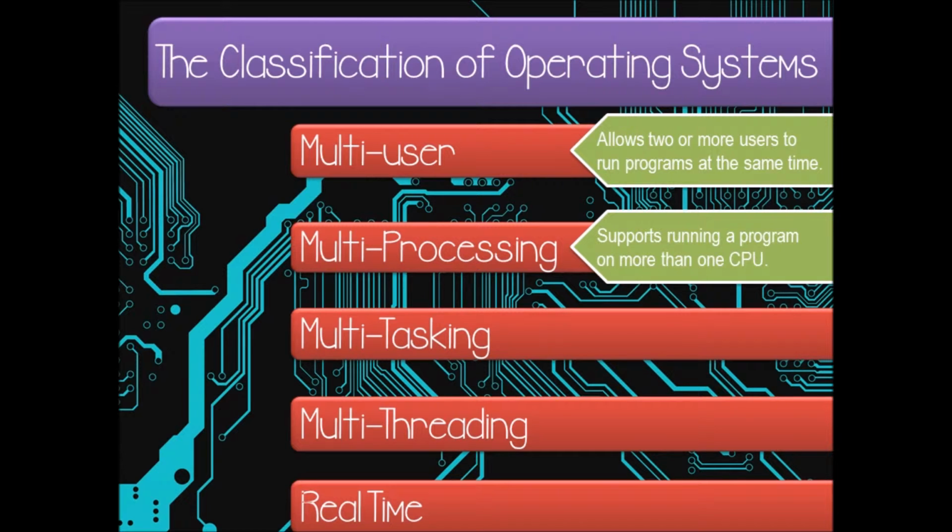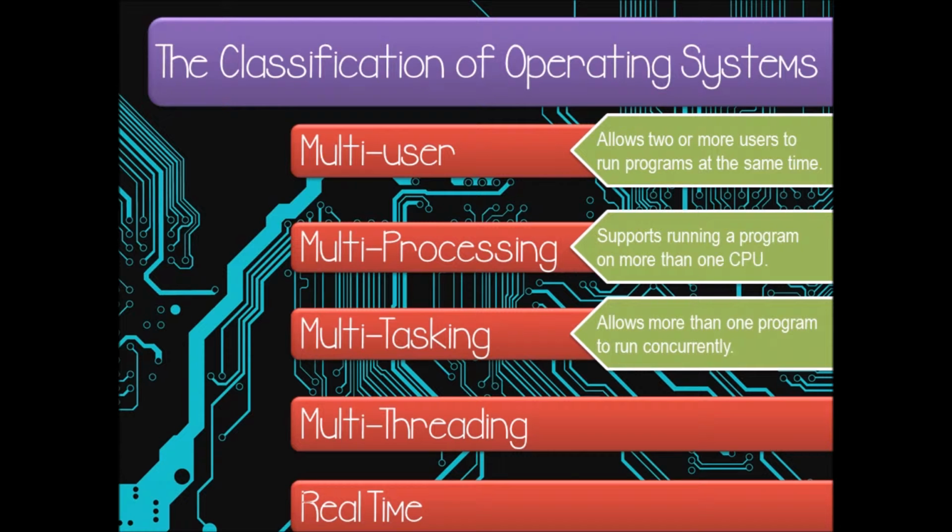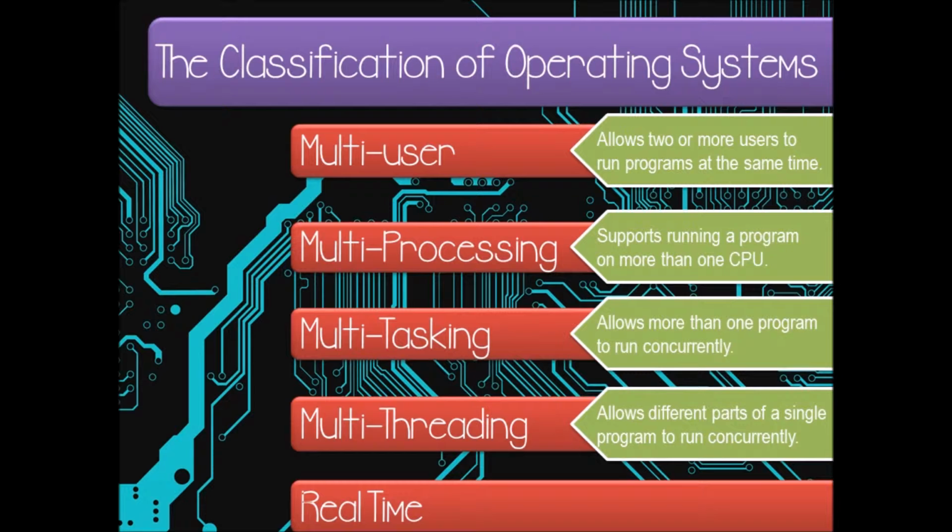Third, OS are definitely multitasking. It allows more than one program to run concurrently. Fourth, it is multi-threading because it allows different parts of a single program to run concurrently. Lastly, it is real-time. It responds to input instantly. General purpose.